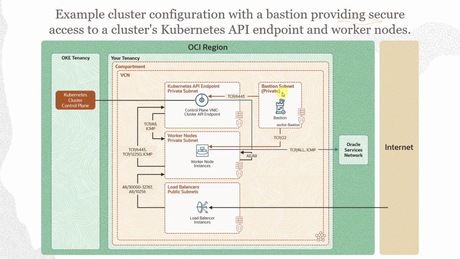We'll be creating a bastion host and placing it in the same VCN as the cluster we want to provide access to. And we will have the option to either create a new private subnet for the bastion host or utilize an existing one. We will be using the latter option.